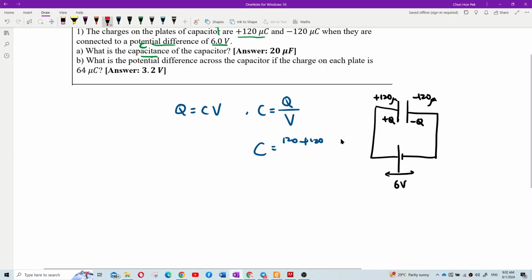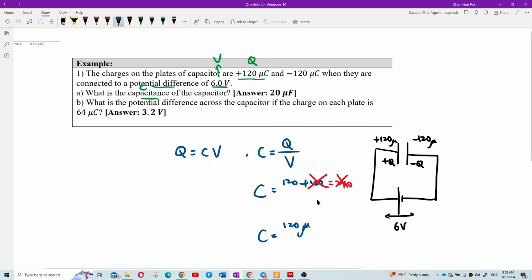So don't add to become 240. No, no. It should be just one plate, 120 micro. That's all. Just the charge of one plate only. Okay, divide by 6 volt.